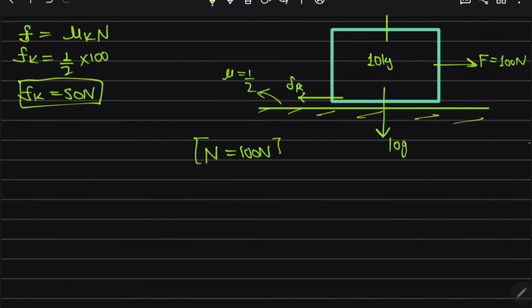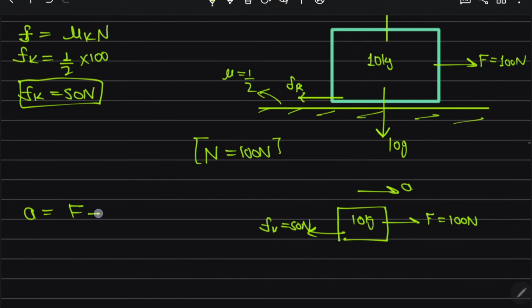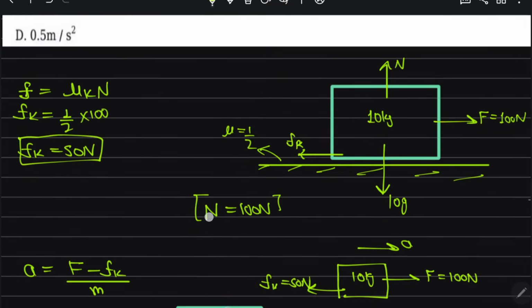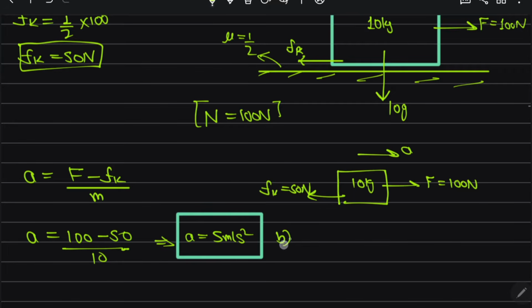So it is like you are applying 100 Newton force, the friction force acting is 50 Newton, and the mass is 10 kg. So you have to find acceleration. Acceleration is F minus kinetic friction divided by mass. So acceleration is 100 minus 50 divided by 10. This comes out to be 5 meter per second square, right? So this is our answer. Option B is correct.